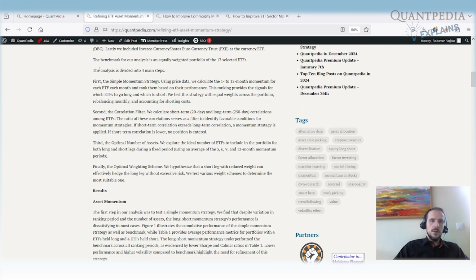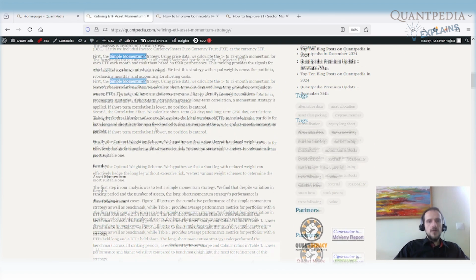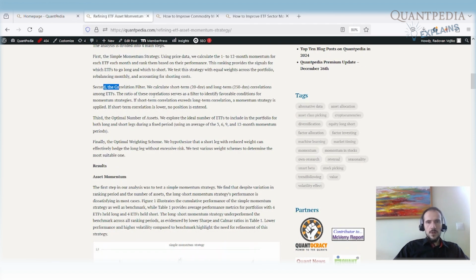We can divide the analysis into 4 main steps. Firstly, we build a simple momentum strategy using the price data. Then we add the correlation filter, and we check how the correlation filter helps the momentum strategy. Then we check the optimal number of assets, so how many ETFs we should use in the strategy. At the end, we try to find out what the optimal weighting scheme for the short leg is. So we try to short some part of the investment universe to improve the risk-return ratios.